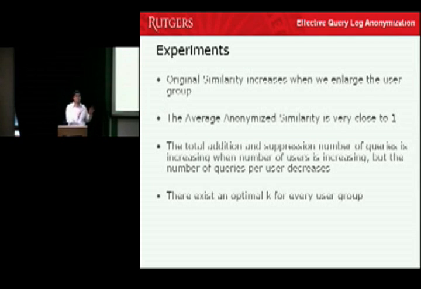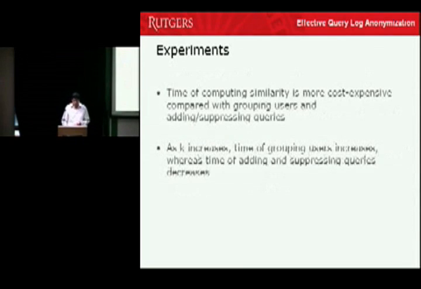And there is, I shouldn't say optimal, that's a dangerous comment, but there's a sweet spot for K with respect to the groups. And I think that's one interesting observation that we came up with. This is somewhat still, by the way, a work in progress. There are some things that we would like to do, but I still thought it would be interesting to talk about here today. The time for computing similarity is more expensive when compared to the other costs, but again, if we can do clustering, that hopefully should be better, but we would like to see what else we can do. And as K increases, I talked about this, the time for grouping increases, but adding and suppressing decreases.